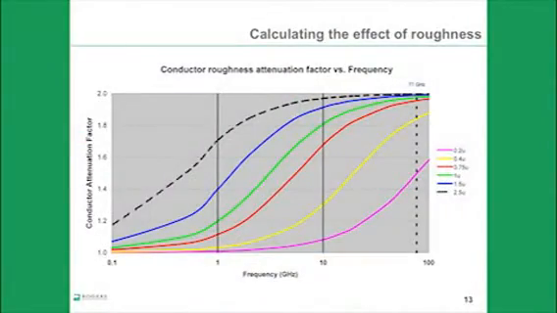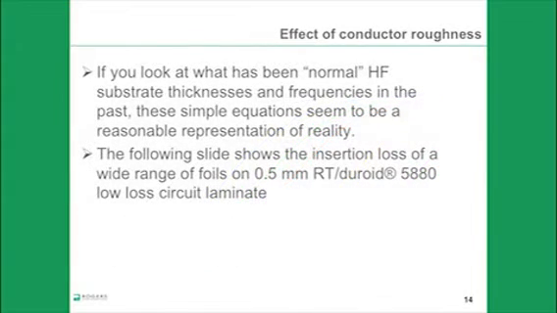Here is a graph. What we're plotting is the conductor attenuation factor against the frequency, with the conductor roughness as a parameter. You can see that with rough foil, like the 2.5 micron RMS material, you are essentially approaching doubling the conductor loss, even at frequencies as low as 1 gigahertz. And with very smooth foils, such as the 0.4 micron, there's a minimal effect until you're well beyond X-band. And actually, if you look at what's been normal high-frequency circuit substrate thicknesses and frequencies in the past, these simple equations really seem to be a reasonable representation of reality.